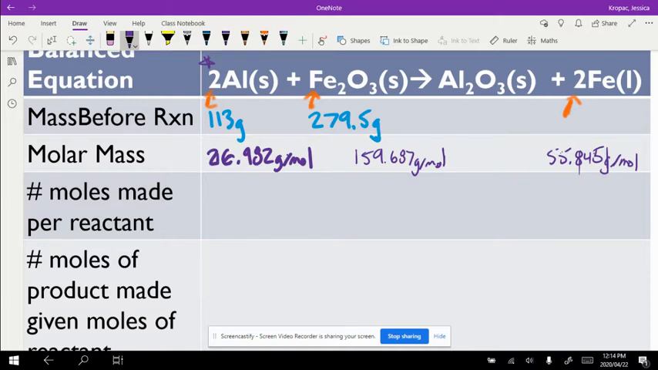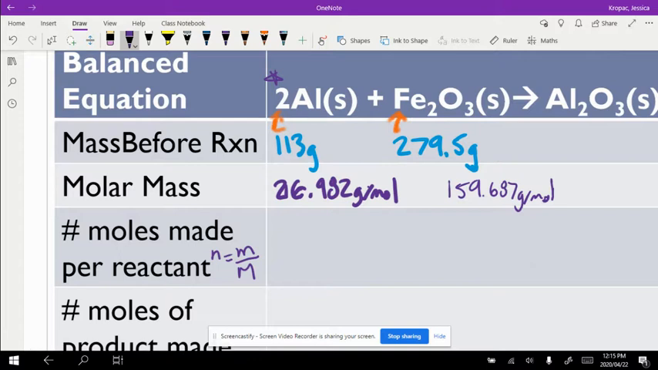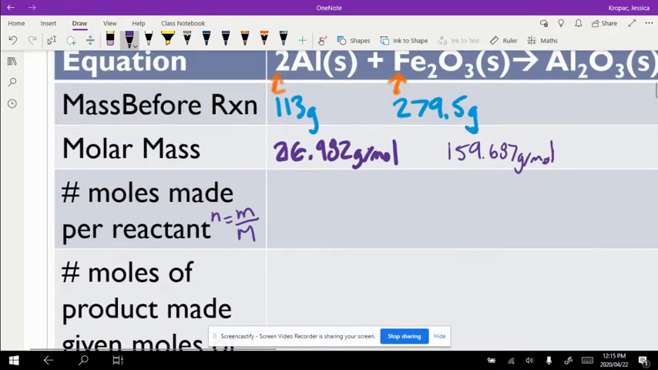In my next step, I'm calculating my number of moles that have been made per reactant. In this little margin here, I'm going to zoom in a little bit, and I'm going to remind you of the formula to figure out number of moles. Number of moles is equal to our mass, little m, divided by our molar mass. If you take a look at our 2 columns on top of this, I've been given mass, and I've gone through and calculated molar mass. So I've got those 2 numbers. I'm going to start by figuring out the number of moles of aluminum here. My number of moles of aluminum is going to be my mass, and in this case, my mass is 113.